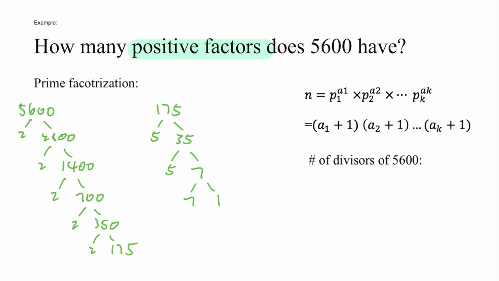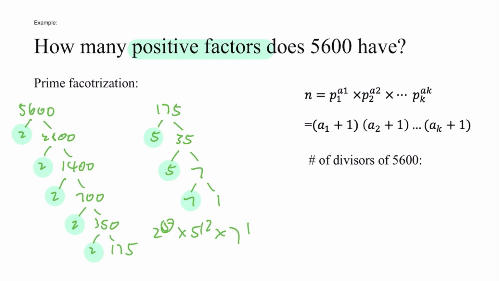So here, as you can see, these numbers on the left side, they're the prime factorized numbers that we need for this question. Now we recognize that there are 5 2s, 2 5s, and 1 7, so we can write this as 2 to the power of 5 times 5 to the power of 2 times 7 to the power of 1.